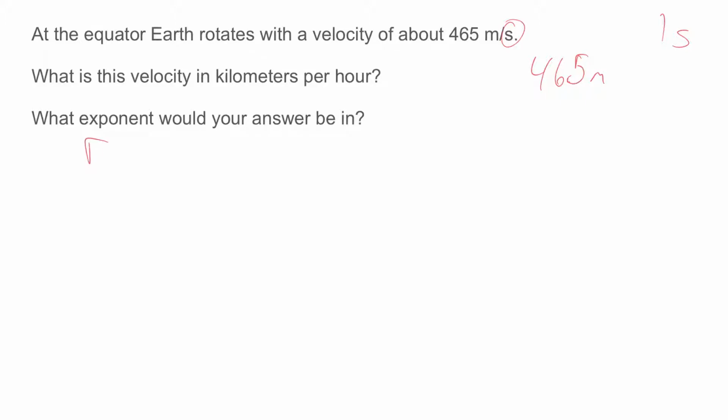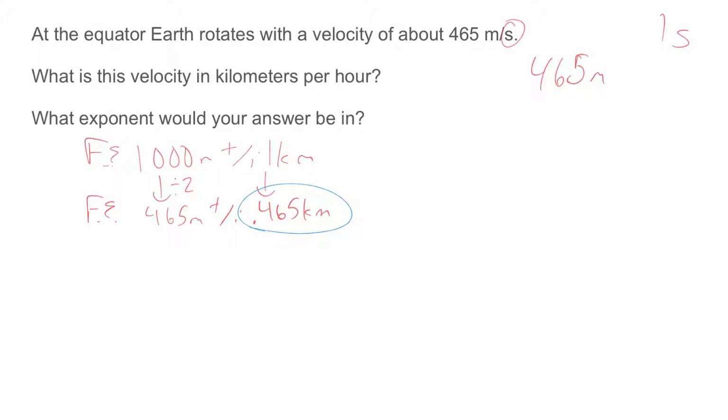So we know that for every 1,000 meters, there is 1 kilometer. And we don't have 1,000, we have 465 meters. So we are dividing by about 2, which means that we're going to get about a half, or in this case, 0.465 kilometers. So it's about a half a kilometer or so. And then we need to get the seconds into hours.